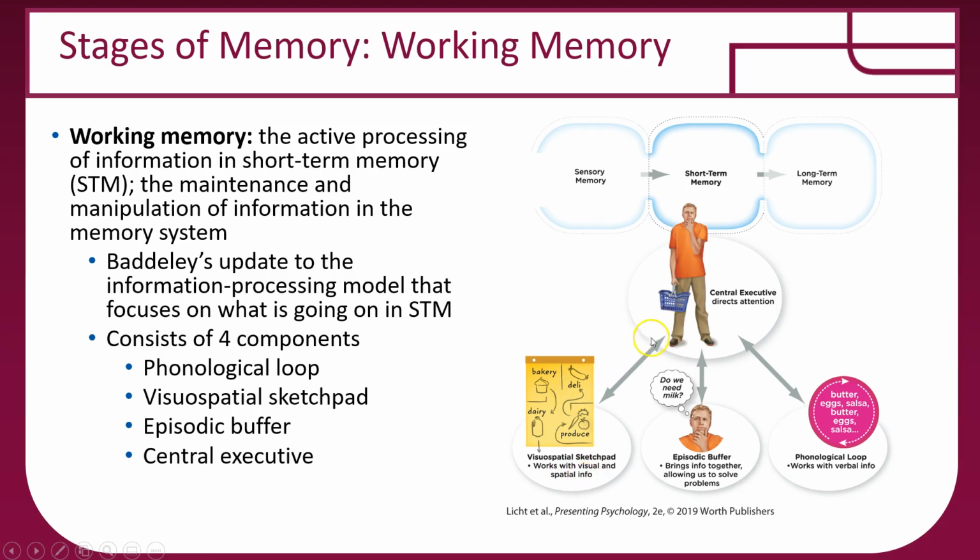I need to go to the grocery store. What do we need? Let me think about where things are in the store to see what I can think about that I need to get at the store. The phonological loop. This is another component of working memory that works with verbal information. What do we need? My roommate told me we need butter, eggs, salsa, but was it milk? And you're kind of working with that verbal or auditory information. That happens in the phonological loop.